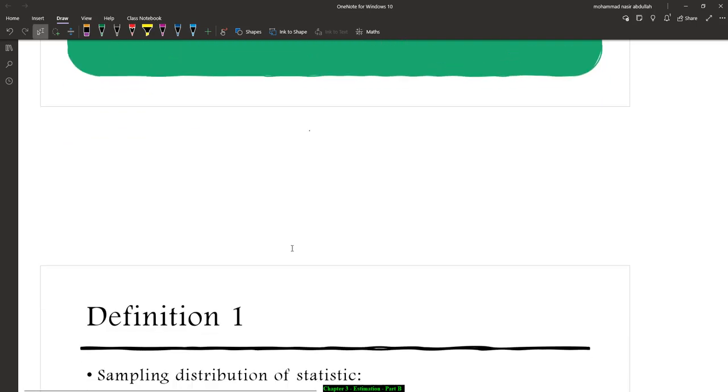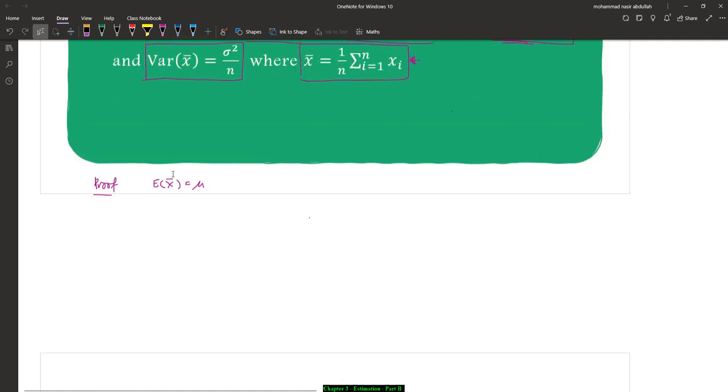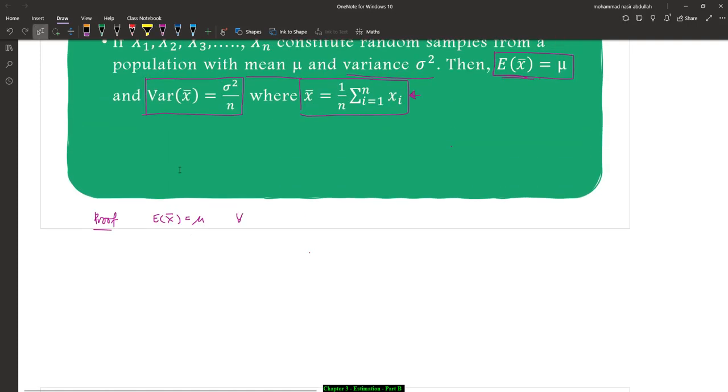So let's try to prove the theorem. To prove, the theorem claims that the expected value of x bar is equal to mu, and the variance of x bar is equal to sigma squared over n. We know that x bar is equal to the summation of xi divided by n, where i equals 1 until n. So to find the expected value of x bar, it is the expected value of the summation of xi divided by n. This should be 1 over n times the expected value of x1 plus x2 plus until xn.